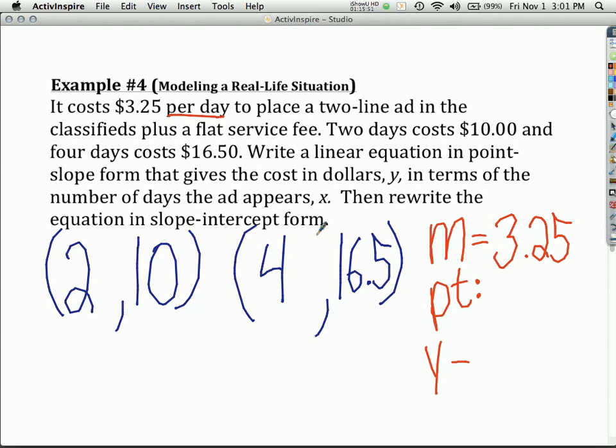So, we could finish this. Unfortunately, in the interest of time, I'm going to move on. Okay? But now we have 2 points to choose from and the slope. We can write the point-slope form of the equation.